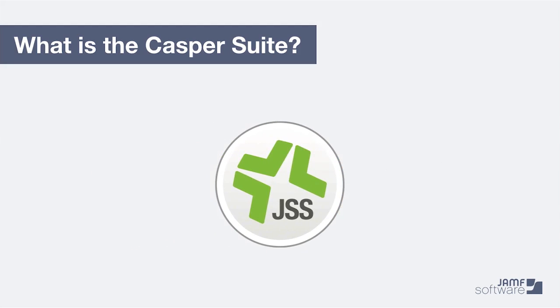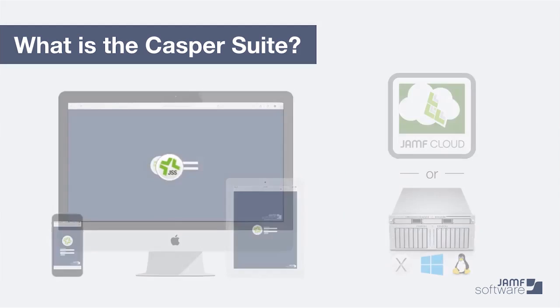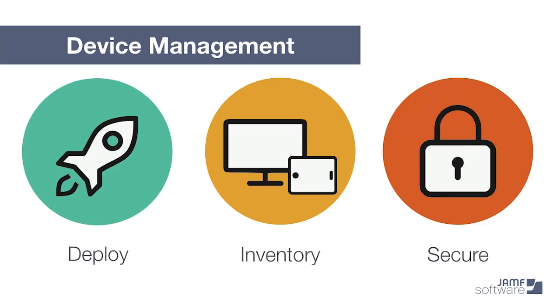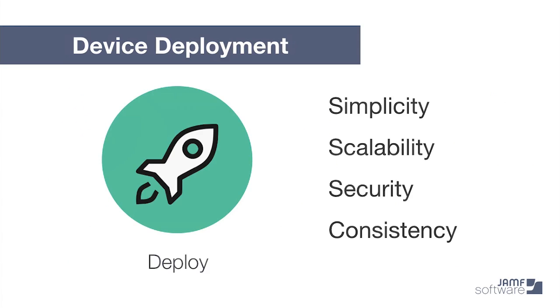The Jamf Software Server is, again, the brains of the Casper suite. That's what we interact with through the administration console. And that server can exist either on-premise, on a Mac, Windows, or Linux server, or we can host that through Jamf Cloud. So that's a very brief overview of some of the technologies we're going to talk about. But the main thrust today, we're really going to hone in on device management, deployment, inventory, security, and the first thing we're going to talk about is that first piece, deployment.